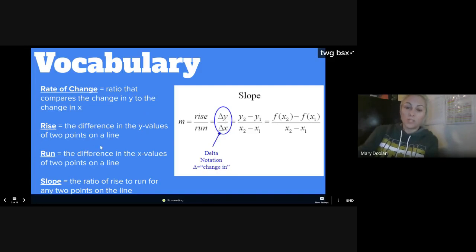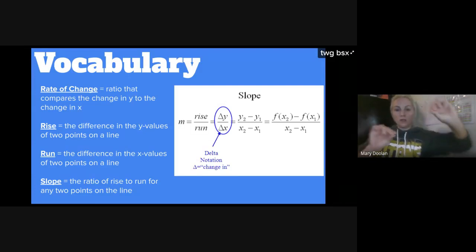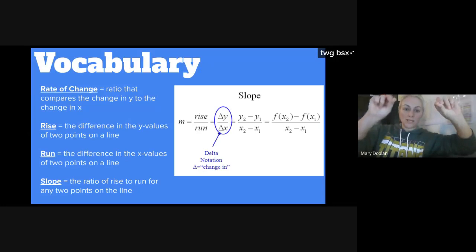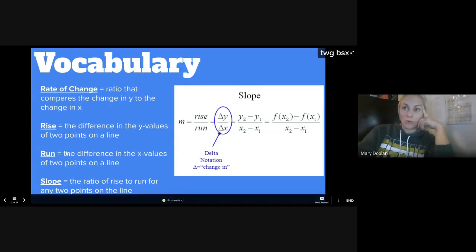Rise, so if you're visually looking at a graph, any 2 points on that line, you can find the slope by counting rise and run. So if you have 2 points and one is lower than the other one, how many units do you rise up to be level with this one, and then how many do you run over to get to it? That's slope, rise over run. So rise is the difference in the y values. You don't have to have a picture.